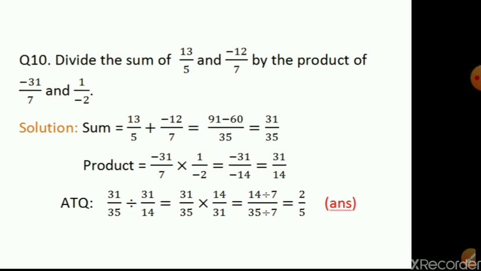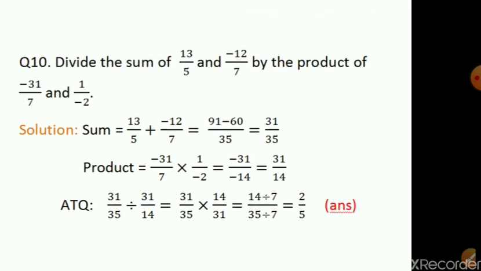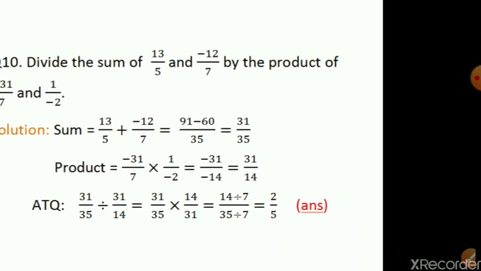Now according to the question we have to divide this. So dividing 31 by 35 by 31 upon 14. That is 31 by 35 into 14 by 31, as we are writing the multiplicative inverse, that is 14 by 31. So here 31 is getting cancelled. So we are having 14 upon 35. Now we will divide 7 from both the numerator and denominator and will get 2 by 5 as the answer.